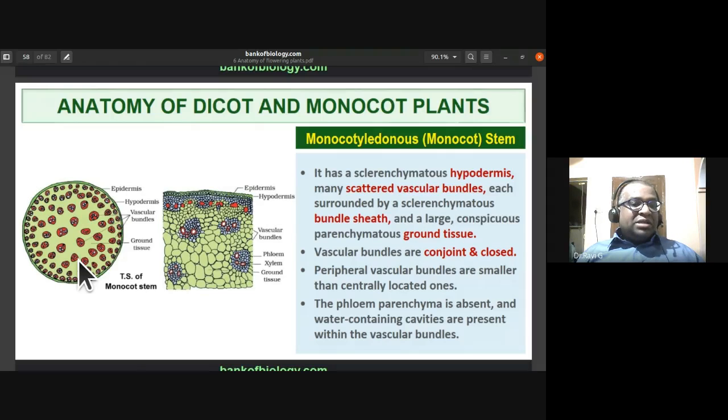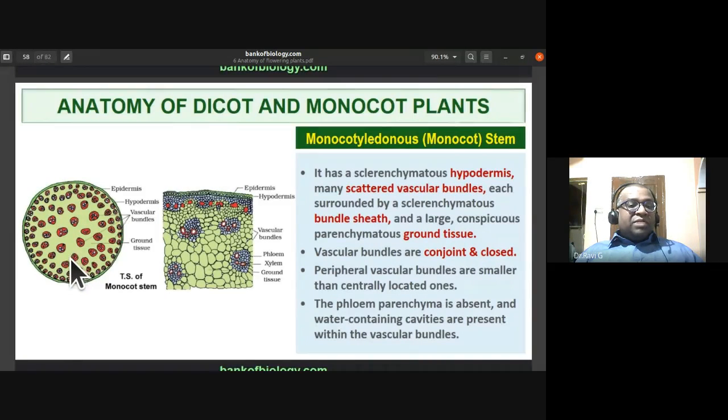Since the vascular bundles are scattered in the ground tissue, this type of arrangement of stele, or the vascular bundles in the stele, we call atactostele. So it is A-T-A-C-T-O, atactostele. This is the thing that you notice in monocot stem. So this is the ground plan. In the ground plan, you can see the epidermis, hypodermis region, the vascular bundles which are scattered, and you also find the ground tissue. The vascular bundles are scattered within the ground tissue.